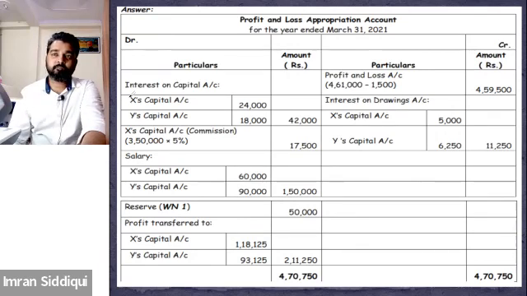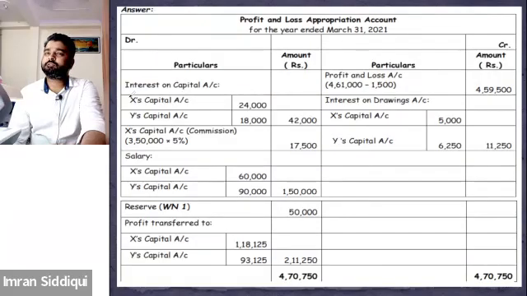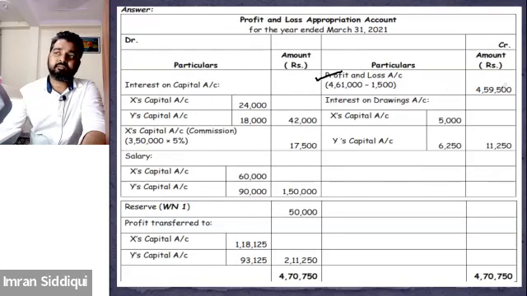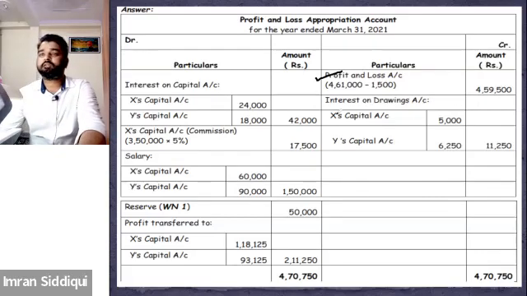Is this clear to you now? Yes, sir. Is this clear to everyone else? Yes, sir. Okay. And tell me, all other items are clear to you, apart from the profit and loss account. Profit will be 4,59,500.